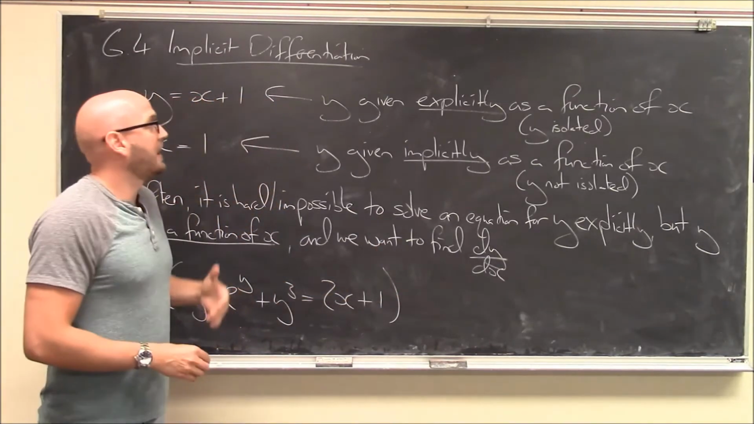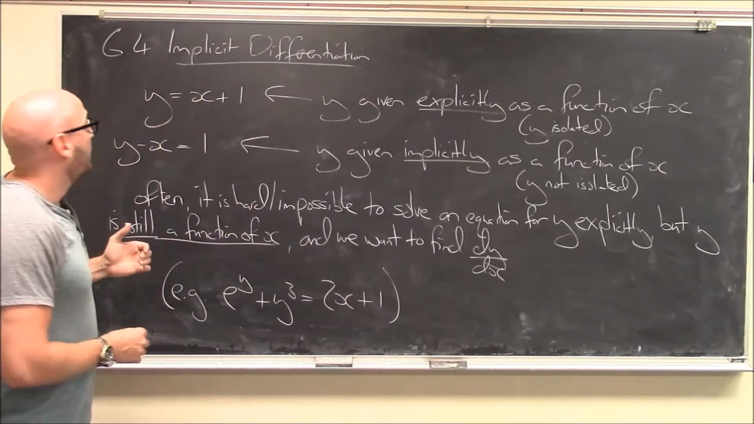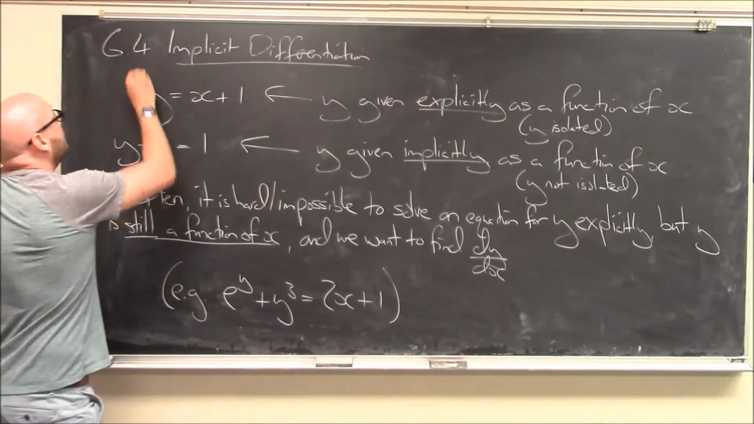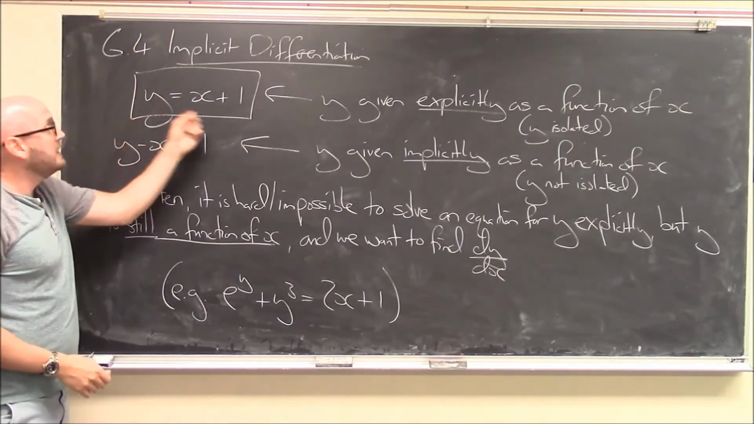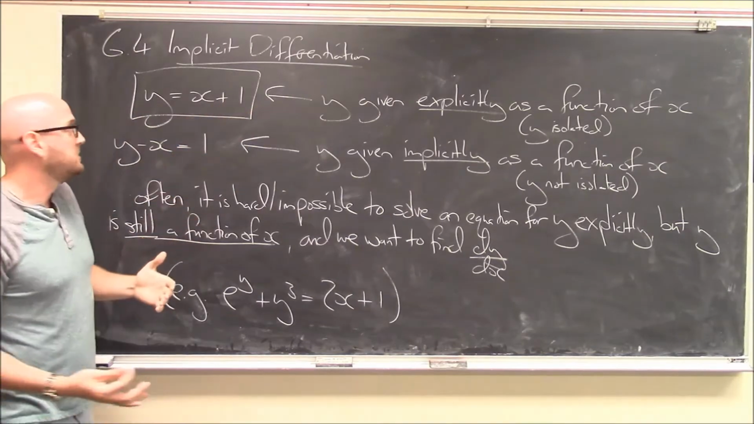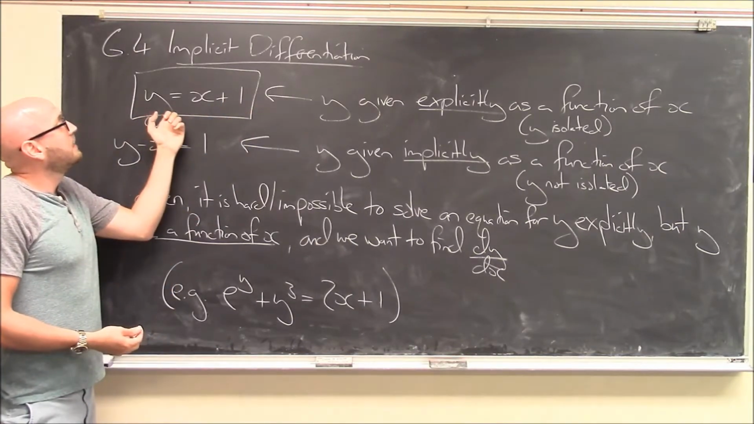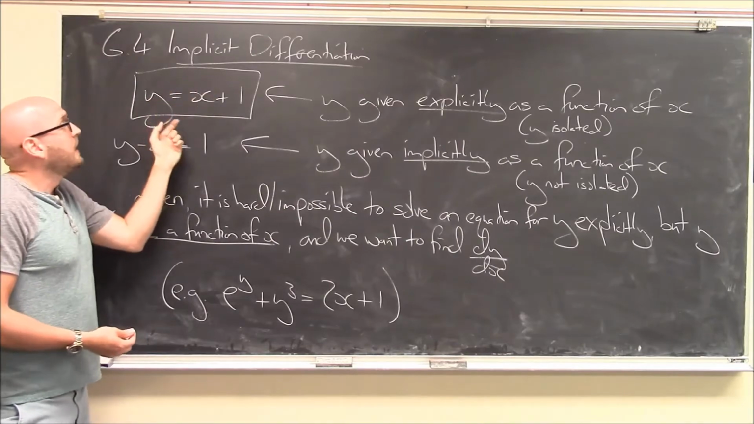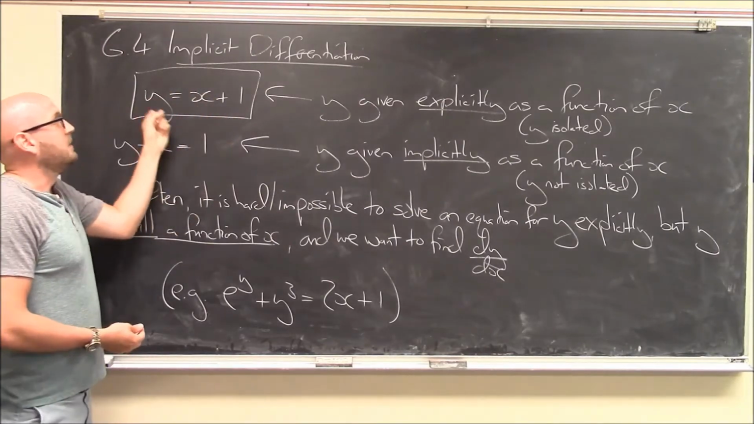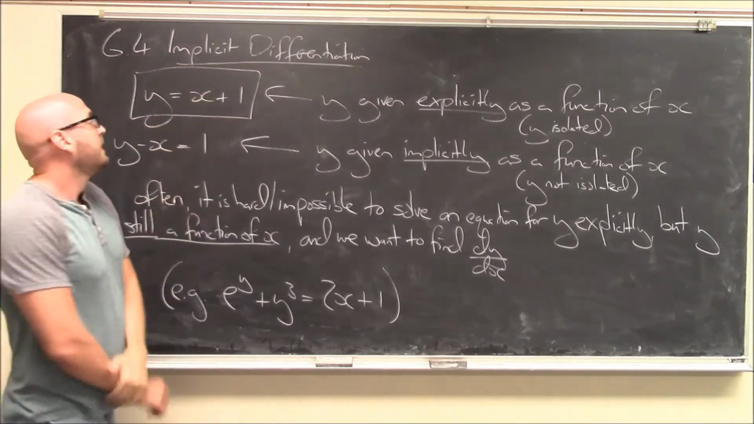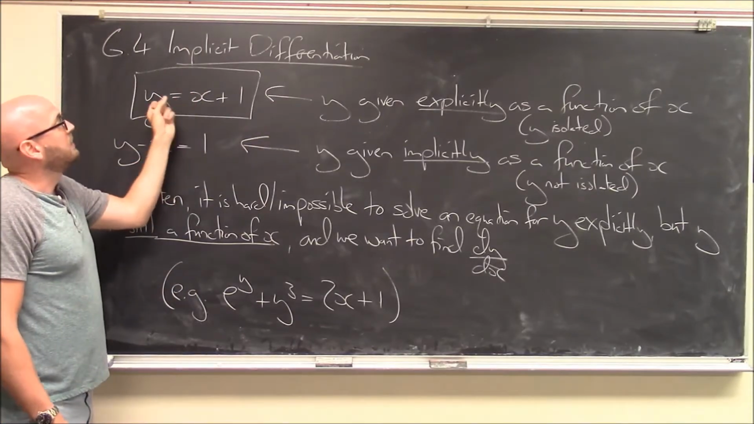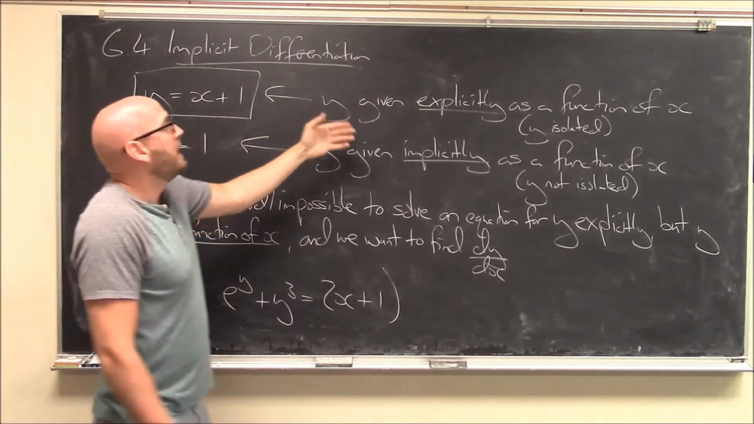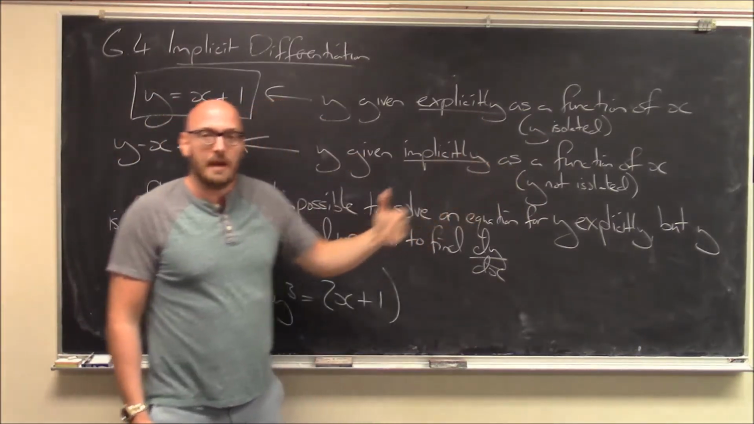Well, I've got a whole bunch of stuff on the board behind me, so let's go through this. This is how we're used to seeing functions of x given, right? y equals x plus 1. That's a very simple function of x, and you'd be able to differentiate this no problem. You'd say dy/dx equals 1, right? So mathematically, in this expression, y equals x plus 1, y is given explicitly as a function of x.